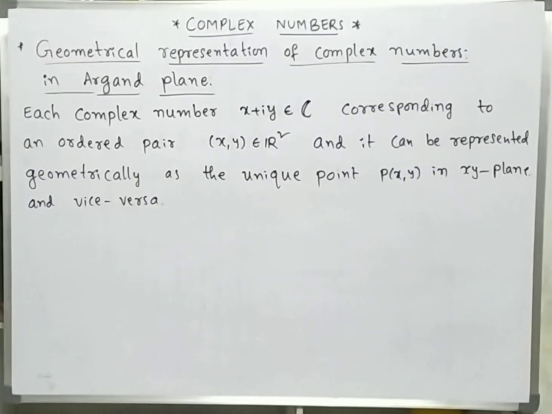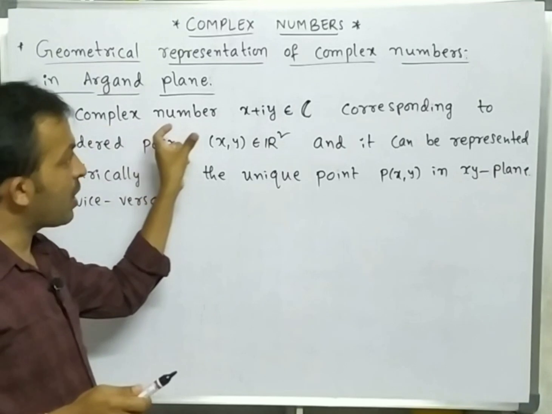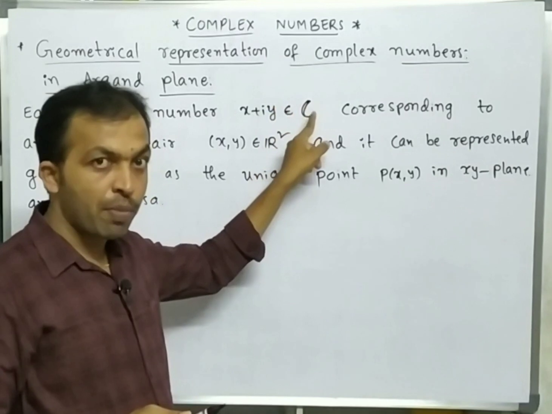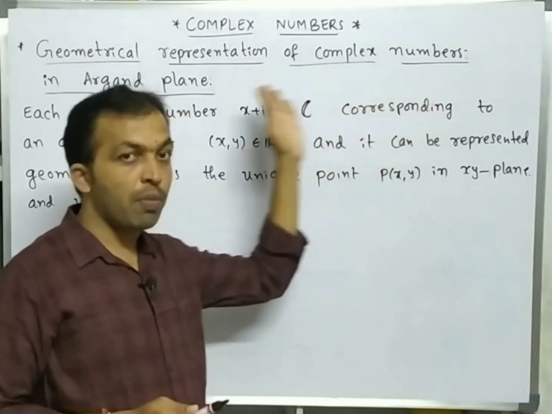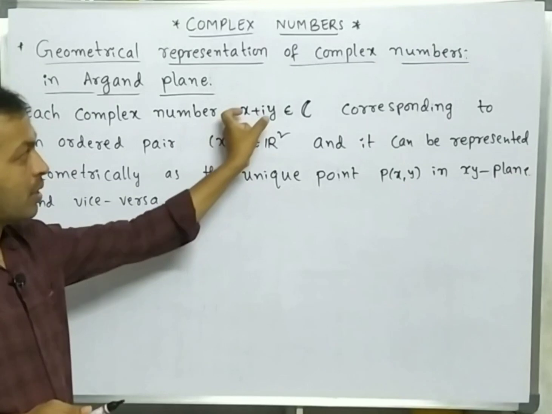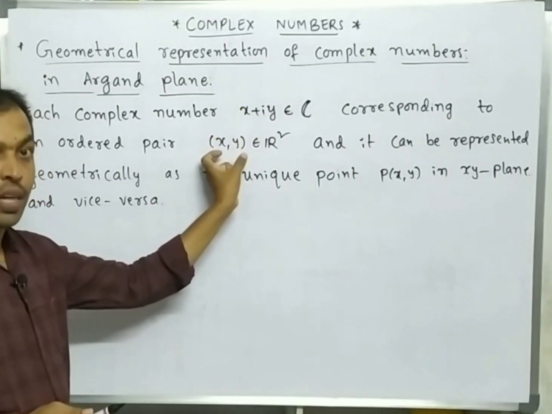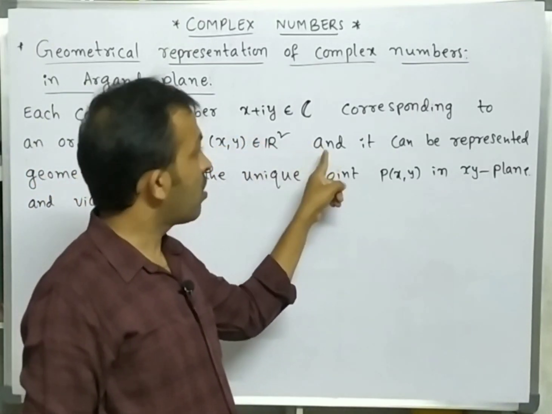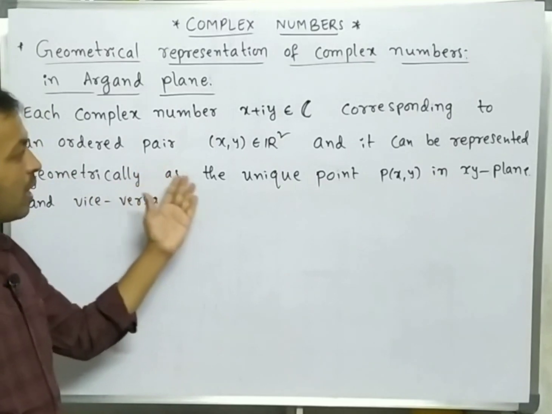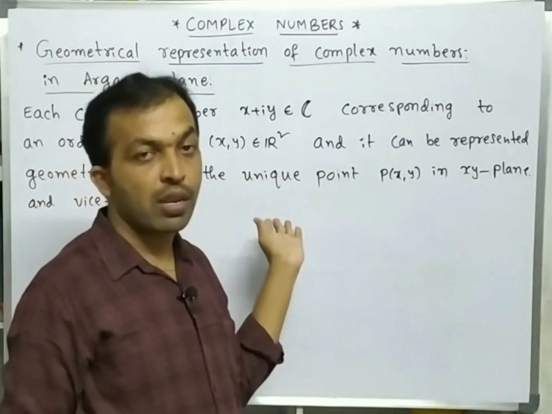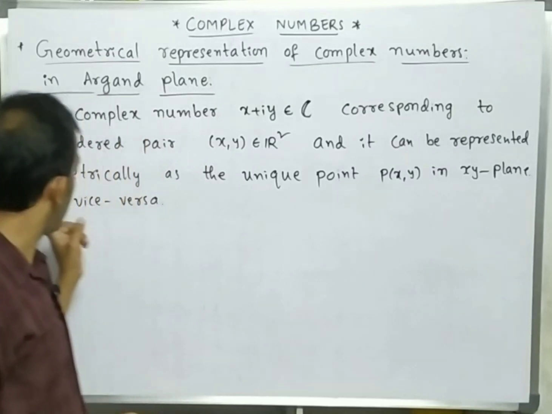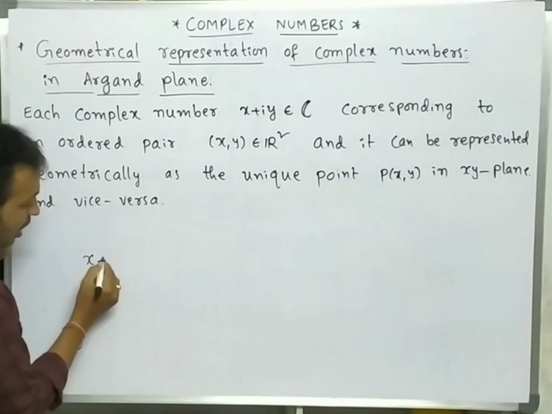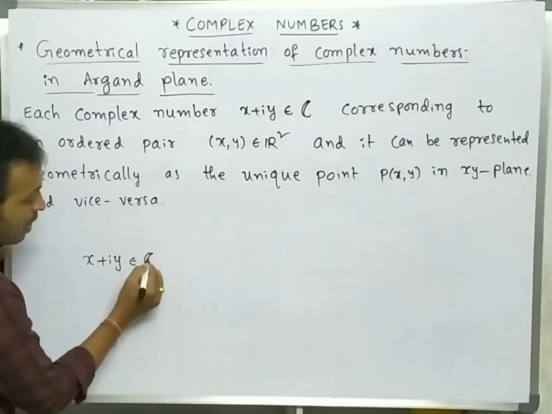Next, in the complex number system, x plus iy from the complex numbers is a complex number, and corresponding to this complex number we have an ordered pair. That is, this complex number can be represented as (x, y) from R square, as given by Hamilton. It can be represented geometrically as the unique point P(x, y), as we have just discussed, in the xy plane. And vice versa, the reverse. Symbolically we can write x plus iy is a complex number.